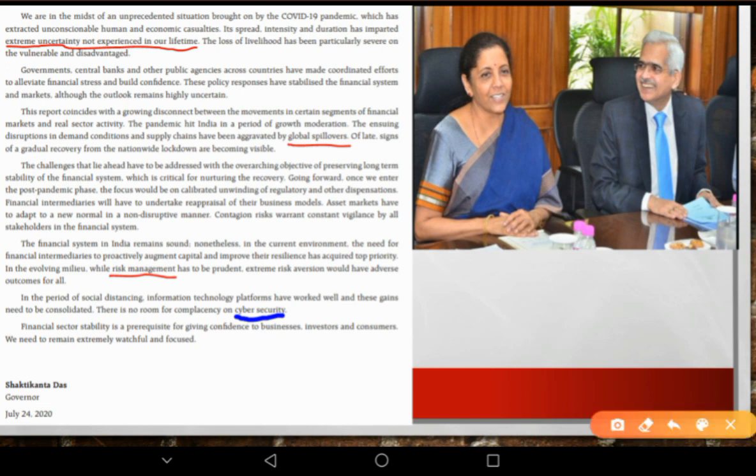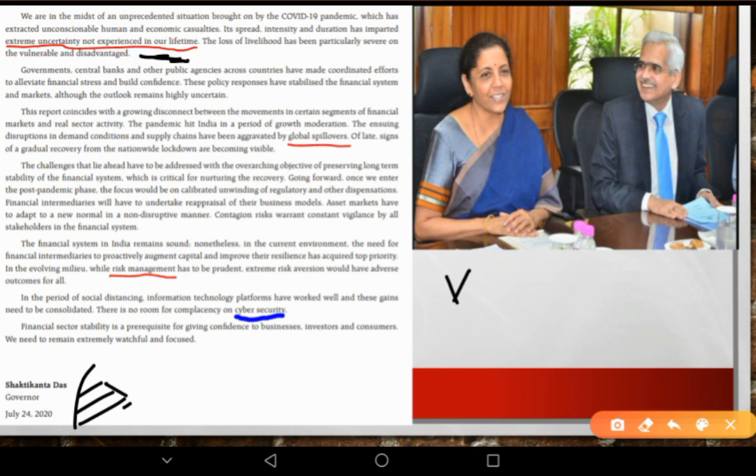Now when I talk about what Shaktikanta Das has said in the foreword, you can see here three important points. First is extreme uncertainty not experienced in our lifetime. So yeah, I totally agree. Coronavirus was all of a sudden a different kind of situation in front of any economy, either it's China, USA, EU or India. So this is an unprecedented and extremely uncertain condition, and we don't know when the condition will be good, and that's also a bad sign for the Indian economy.